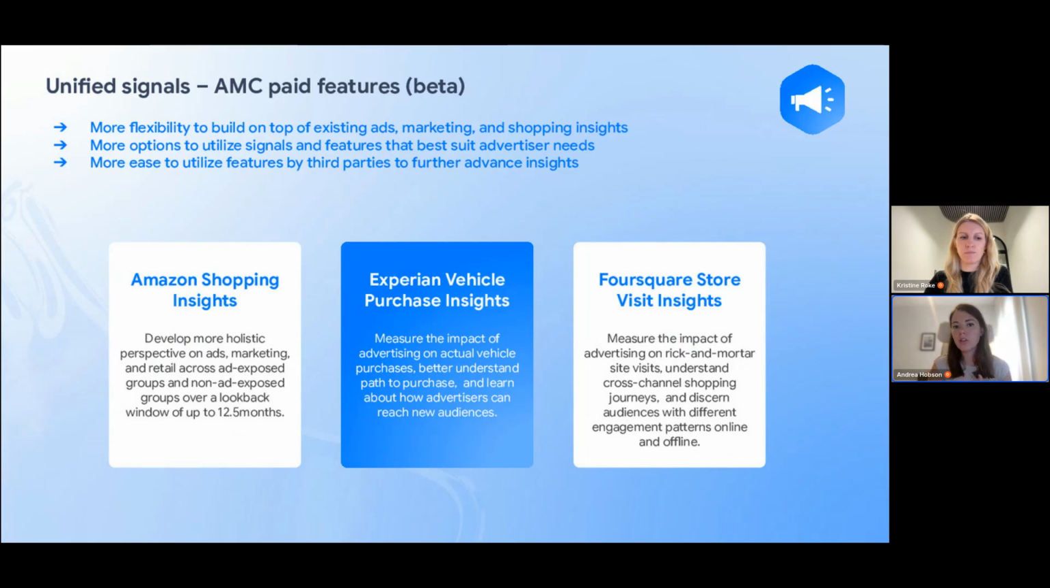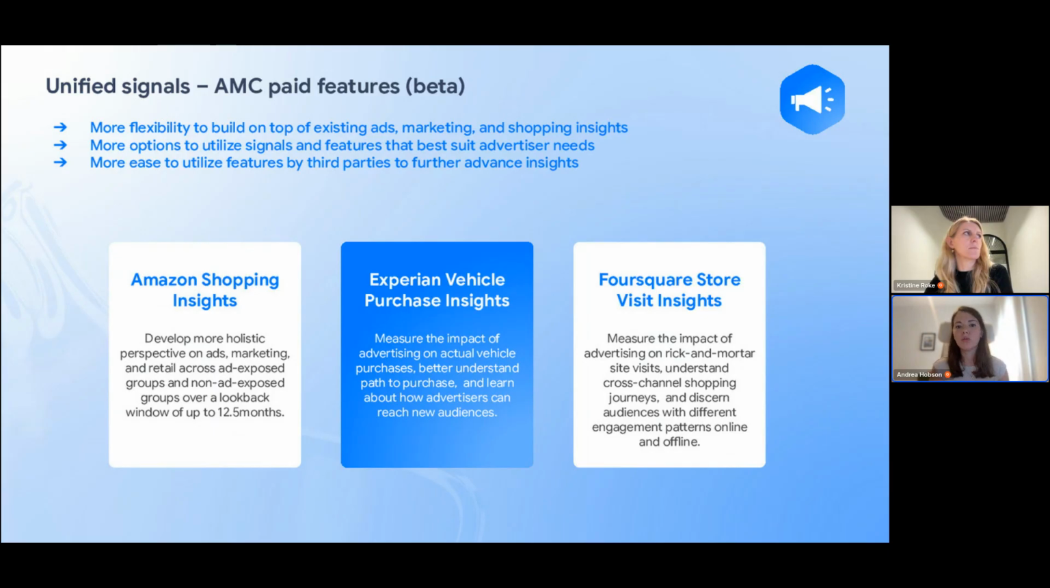So in addition to all of these signals that we've covered, AMC also covers different paid beta features to expand your access to insights. These features give more flexibility to build on top of the existing ads and shopping data, and an option also to layer in third-party signals for an even deeper analysis.